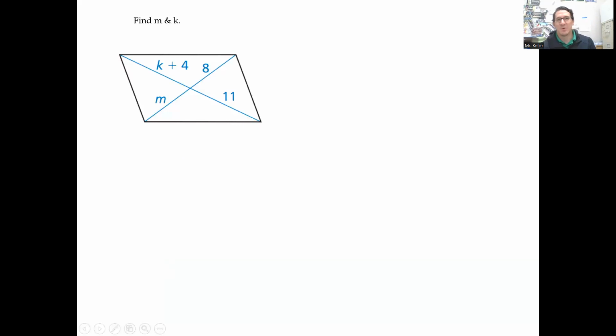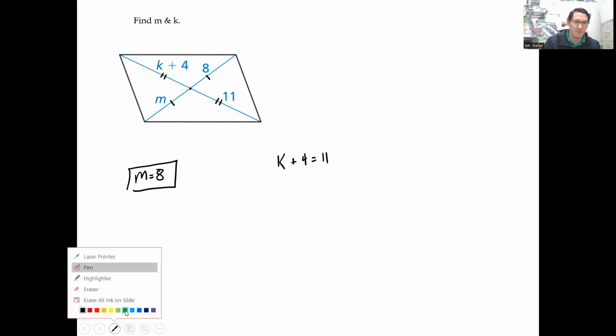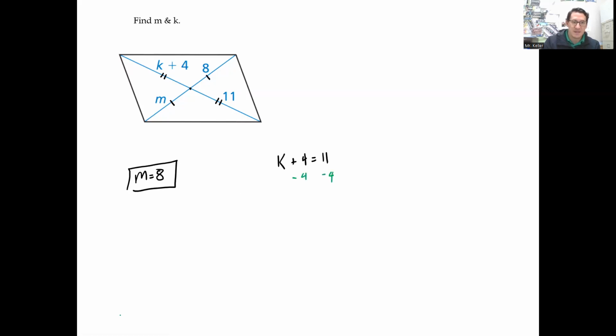All right, and let's look at an example of the diagonals here. Remember, this point here splits both diagonals in half. So M is equal to 8. Those sides are the same. That was super easy to find. K plus 4 is this part here, which is going to be equal to 11. K plus 4 is equal to 11. And then solve for that. Also an easy one to solve for. Subtract 4 from both sides, and you get K is equal to 7.